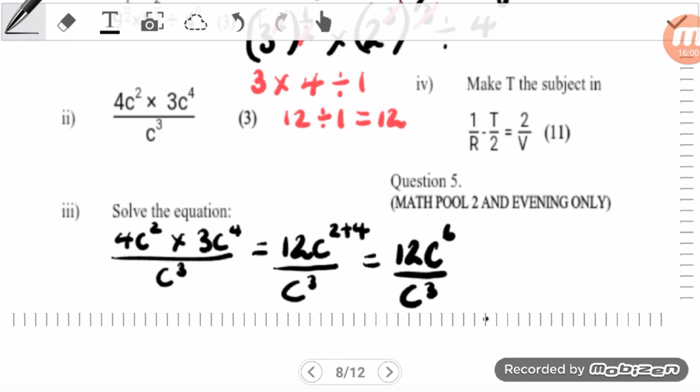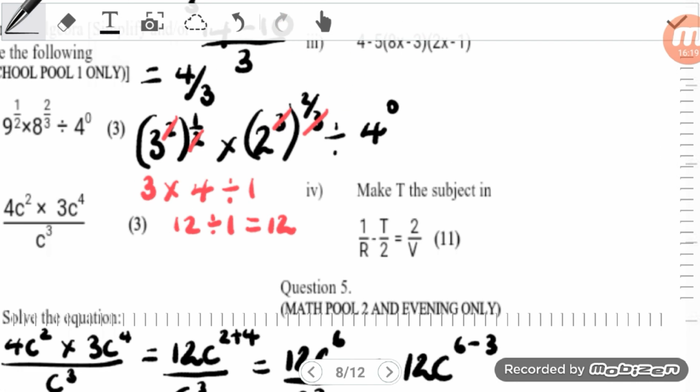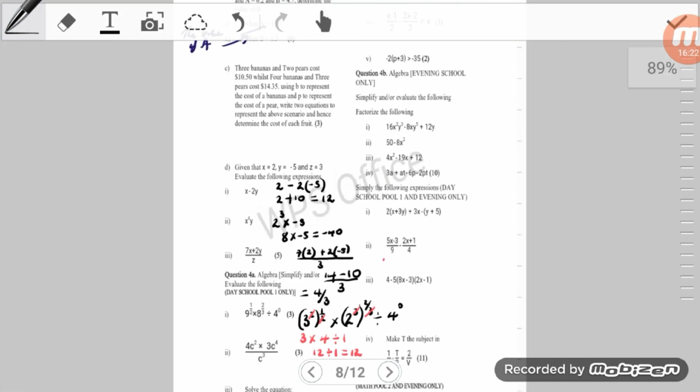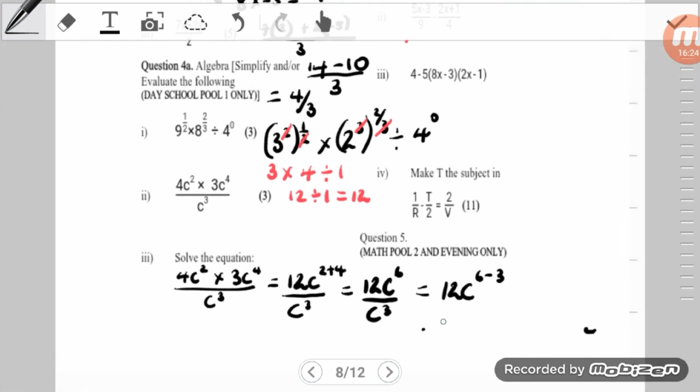And now we have one final step here. We're now dividing, and the bases are the same. The coefficients are different, so 12 divided by 1 is 12. And the bases are the same, so that's c to the 6. Because we're dividing, we're going to be subtracting the powers. So that works out nicely to be 12c cubed. 6 take away 3 is 3. All right, and that becomes your final result.